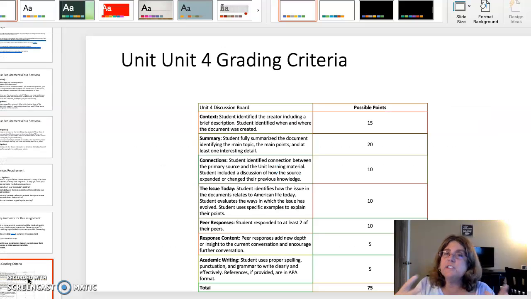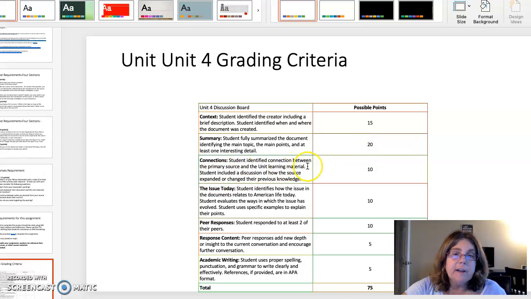Okay, so this is the grading criteria I will use to grade your DB. I apologize for it being so small, but it's the only way it could fit on the slide. The context section. Student identified the creator, including a brief description. Student identified when and where the document was created. My comments, however many points out of 15. Summary. Student fully summarized the document, identifying the main topic, the main points, and at least one interesting detail. My comments, however many points out of 20.